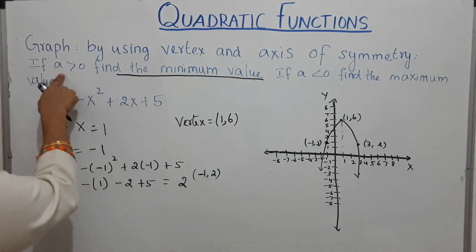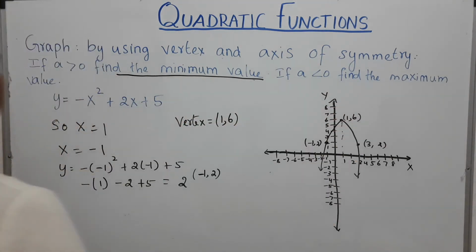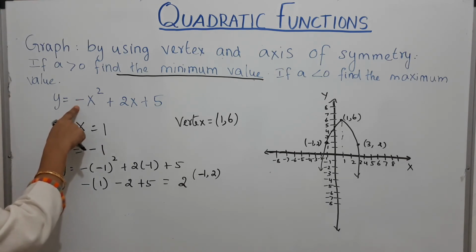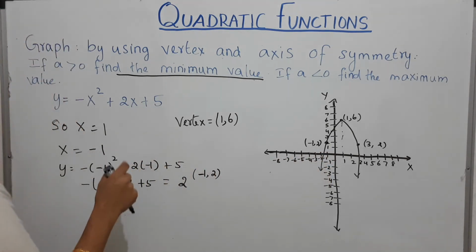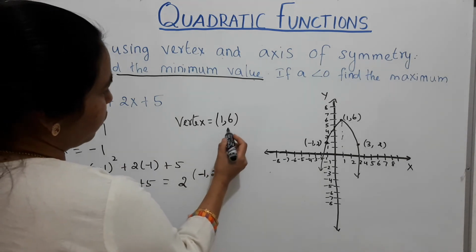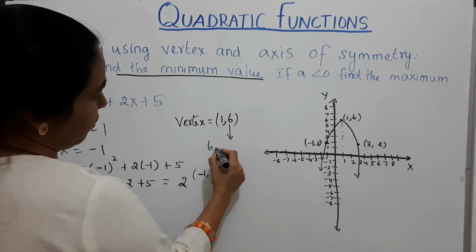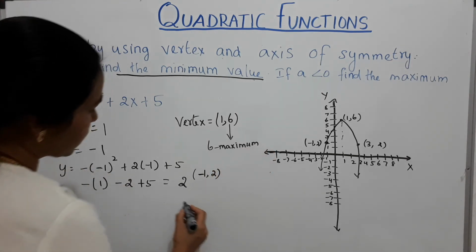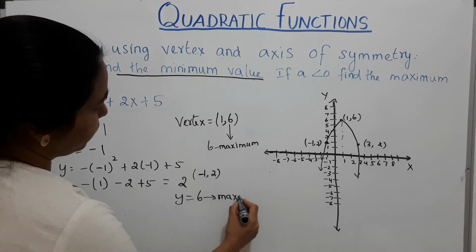Now let us go here. If a is greater than 0, find the minimum value. If a is less than 0, find the maximum value. So in this case, a is negative, so a is less than 0. So the parabola opens downward and it has a maximum value. The maximum value will be the y value of the vertex. So 6 will be the maximum value. Okay, you can write it like this, or otherwise y is equal to 6, which is the maximum value.